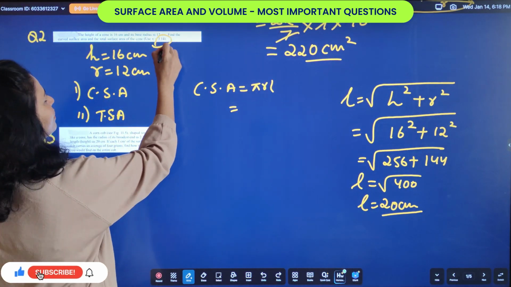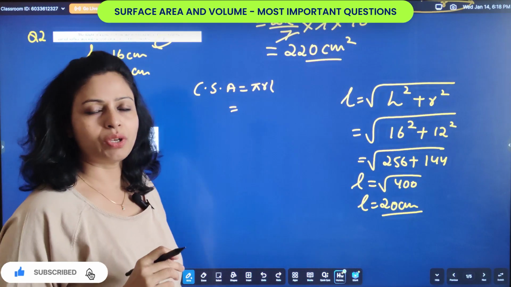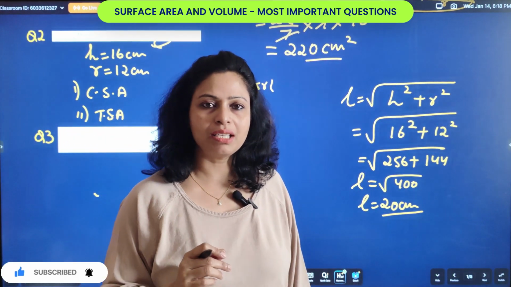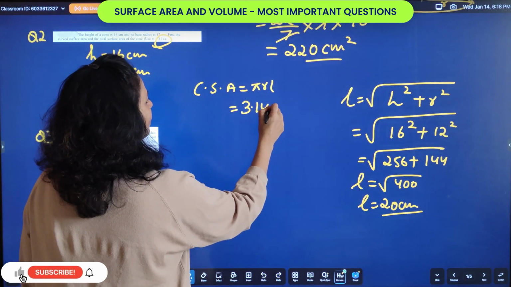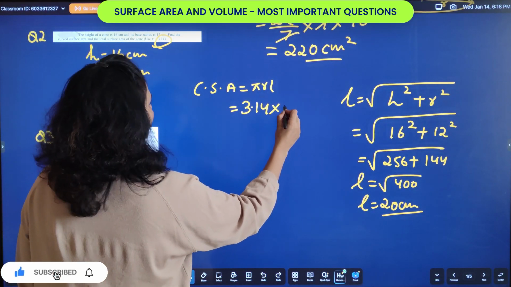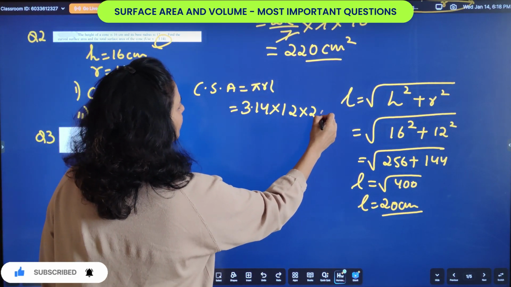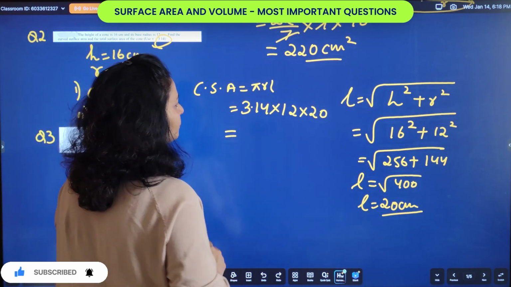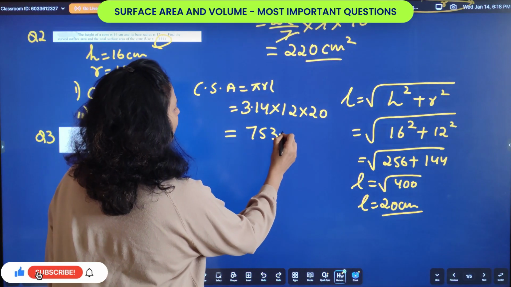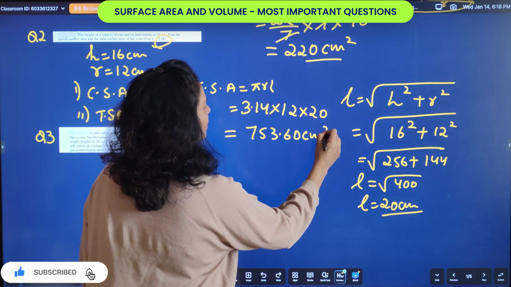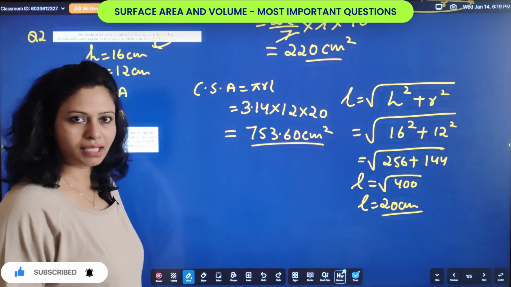Here we have to use pi 3.14. If in the question it's mentioned take pi as 3.14, you have to take that value only. So 3.14 into R was 12 and L is 20. This value will be 753.60 centimeter square as the CSA.